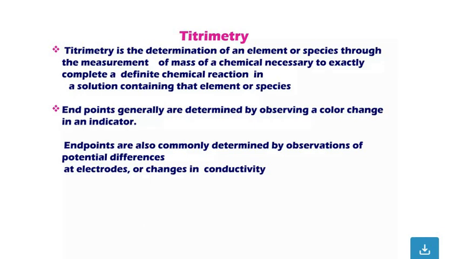So titrimetry is the determination of an element or a species through the measurement of the mass of chemical necessary to exactly complete a definite chemical reaction in a solution containing that element or species. End points are generally determined by observing a color change in an indicator. End points are also commonly determined by observation of potential differences at electrodes or change in conductivity.